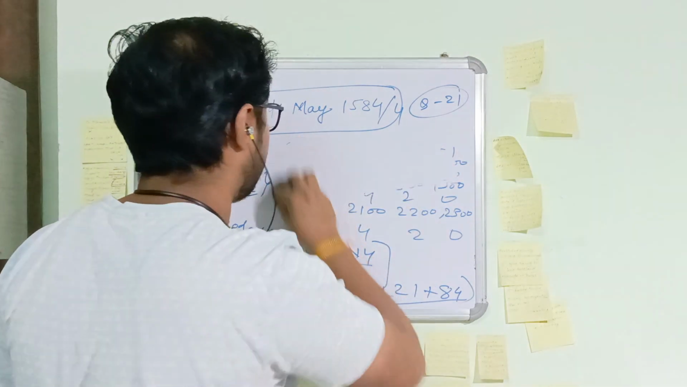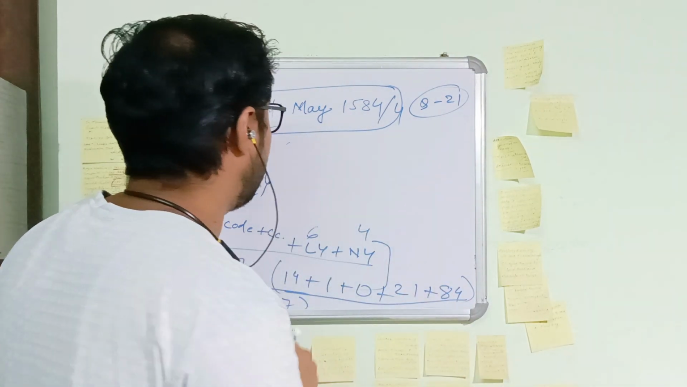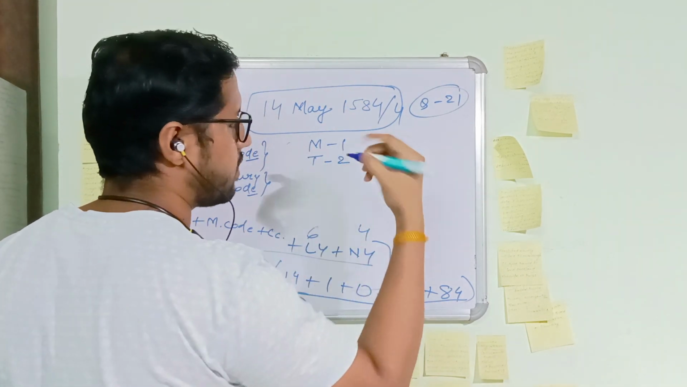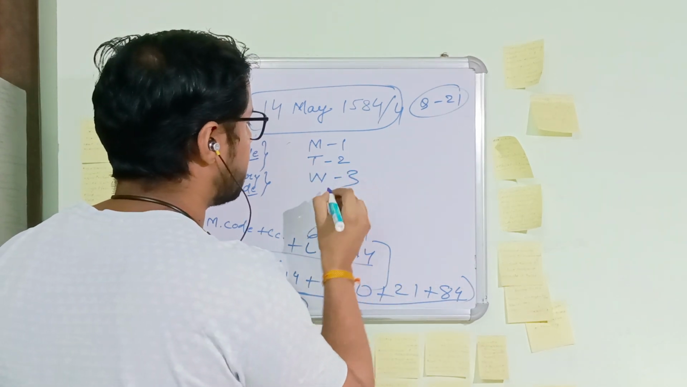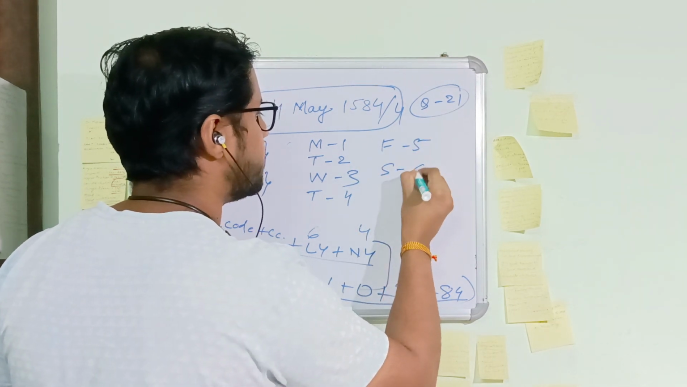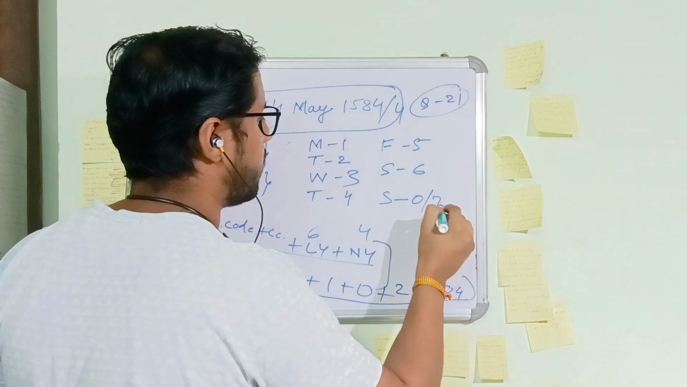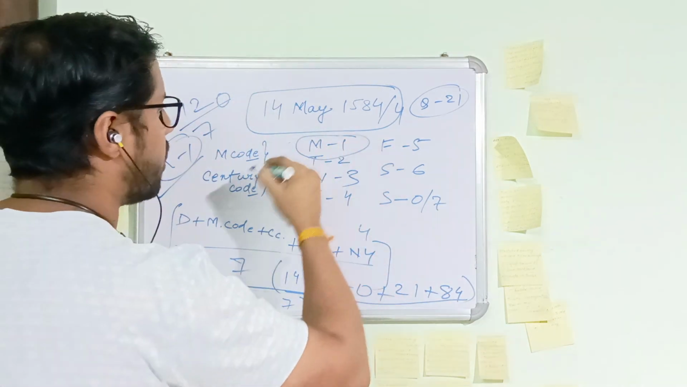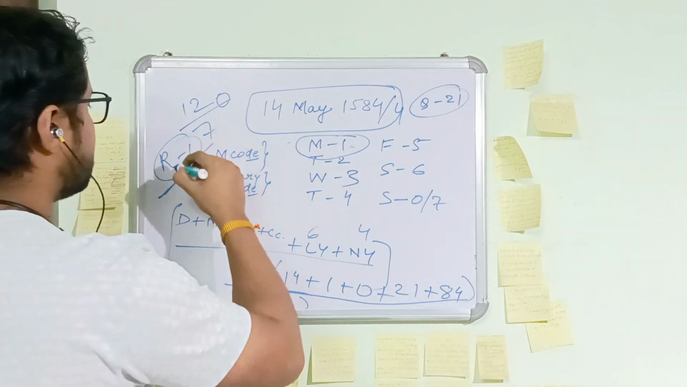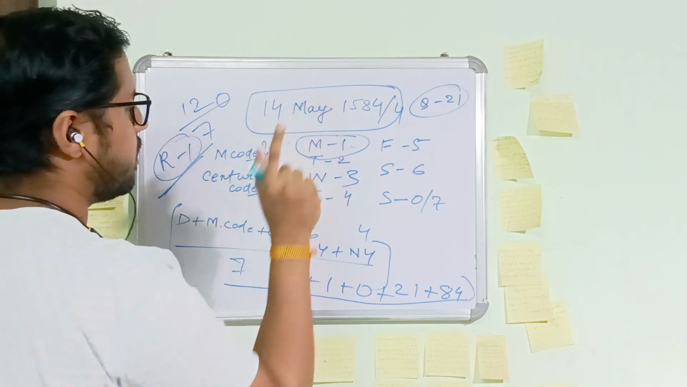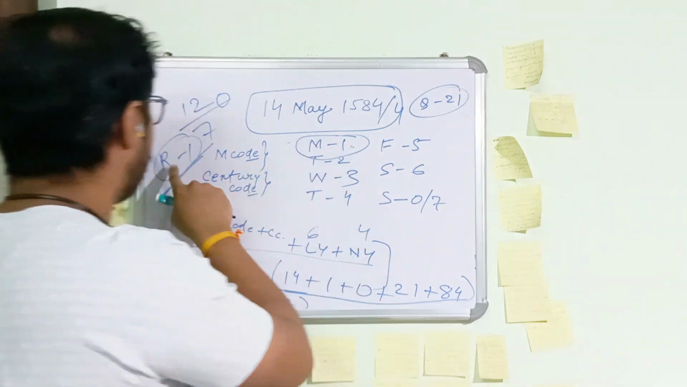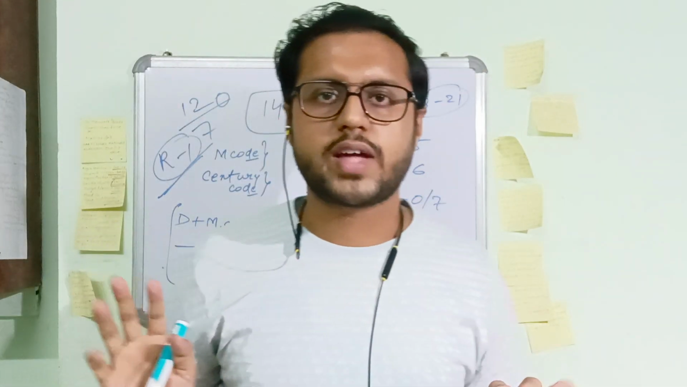We can say it in this way: Monday is 1, Tuesday is 2. In the week there are 7 days. Wednesday 3, Thursday 4, Friday 5, Saturday 6, and Sunday is 0 or 7. So what we got is code 1. So we can say that there is Monday on 14 May 1584. Okay, the remainder is 1. So this is all about the calendar. Thank you so much.